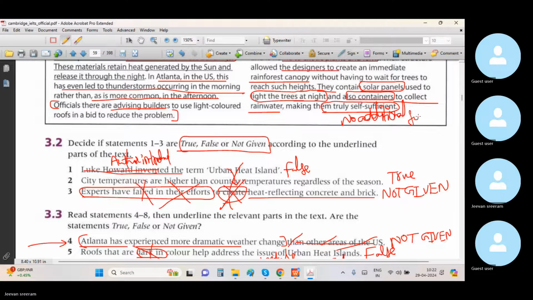Self-sufficient means, as per the passage, no additional support necessary. Solar panel require additional maintenance. That is your practical knowledge. No, not given, no mention in the passage.